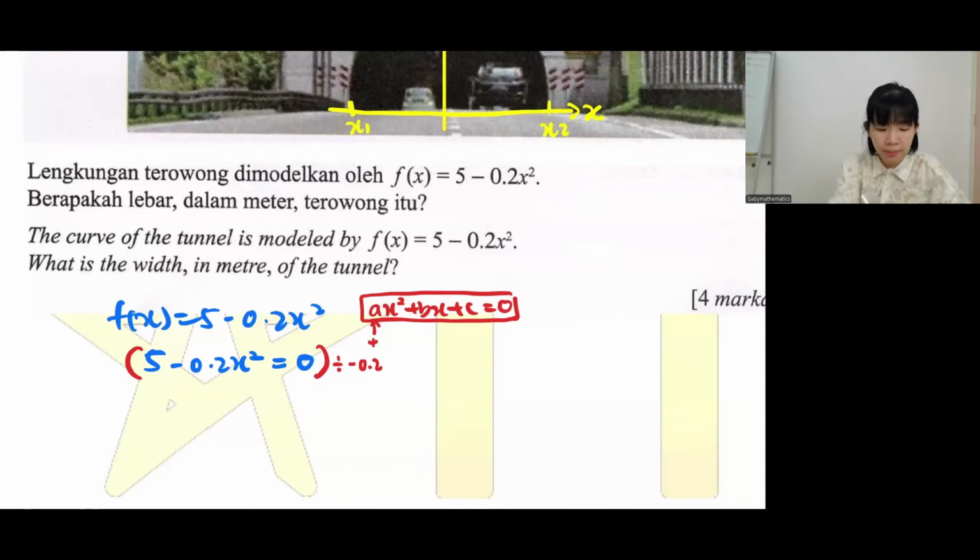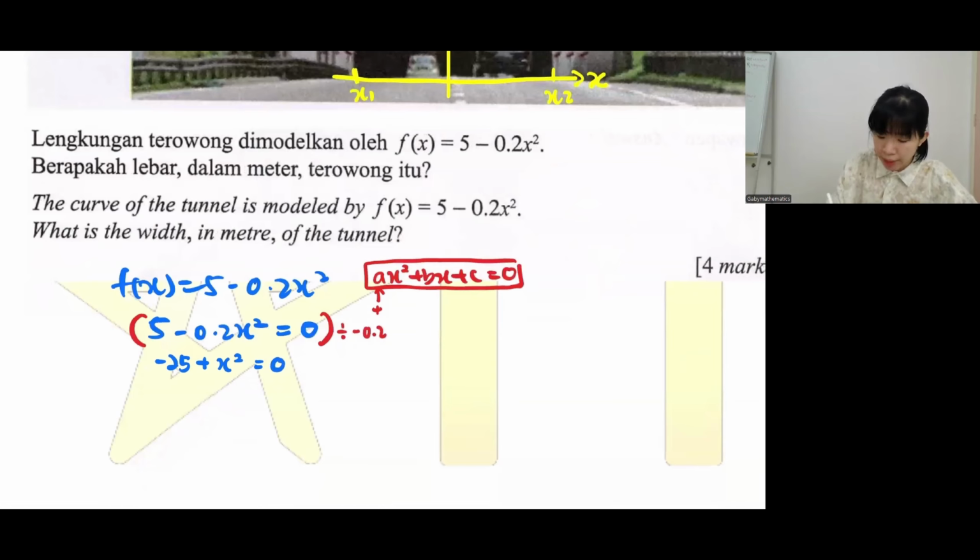Okay, 5 will become 5 divided by negative 0.2, so we get negative 25. Then this one, positive 1x² = 0 divided by negative 0.2, so it's still 0. Okay, arrange in general form, so put x² first: x² - 25 = 0. Okay, then now open 2 brackets equals 0.